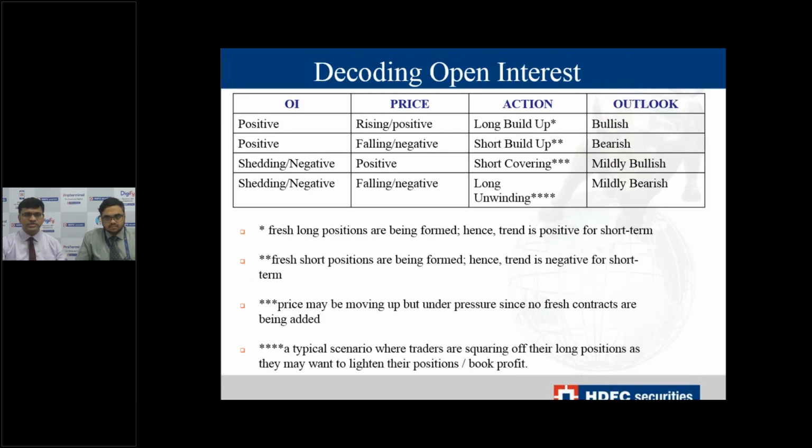Now we can use the open interest data along with the price data to analyze the markets. If the open interest is increasing and the price is also rising, that is a bullish implication for the underlying stock. Similarly, if the open interest is increasing and the price is falling, then people are building short positions, which is a bearish sign for the market. If open interest is decreasing and the price is increasing, then there is short covering, which is considered a mildly bullish signal. Similarly, if the open interest is decreasing and the price is falling, then traders are unwinding their long positions, and it can be considered a mildly bearish outlook for the stock.